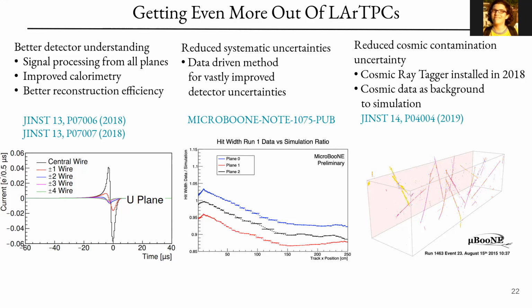We have also reduced our systematic uncertainties by using a data-driven method for vastly improved detector uncertainties, and we have suppressed the cosmic contamination in our samples by installing a cosmic ray tagger as of 2018 and by using the cosmic data as background to our simulation.